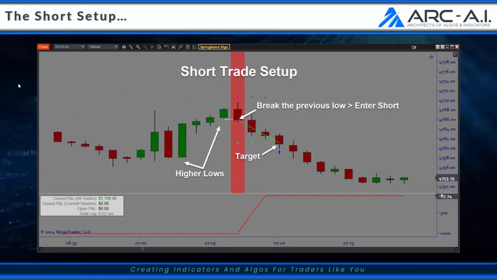All right. Short, how does that work? Higher lows. There's a pivot here. Higher low, higher low, higher low, higher low, higher low, break. Off we go.